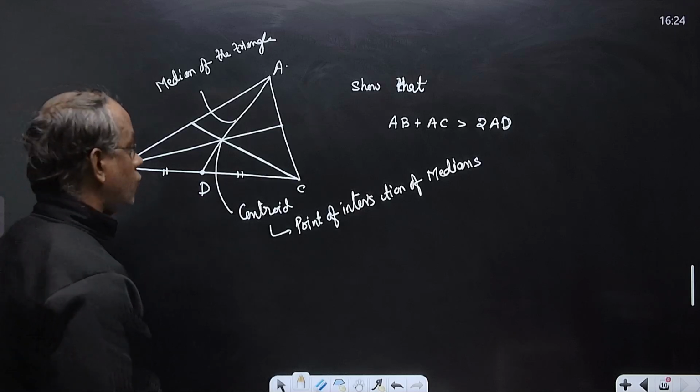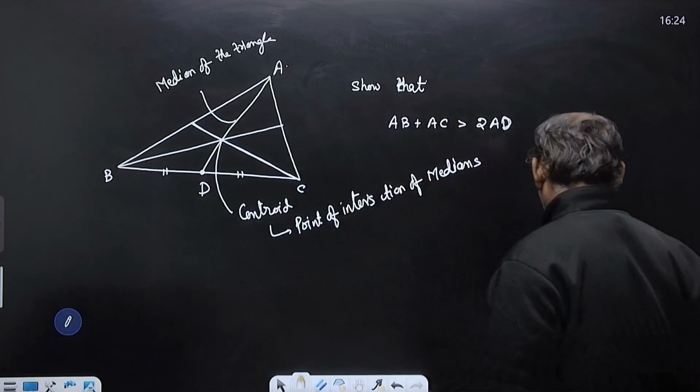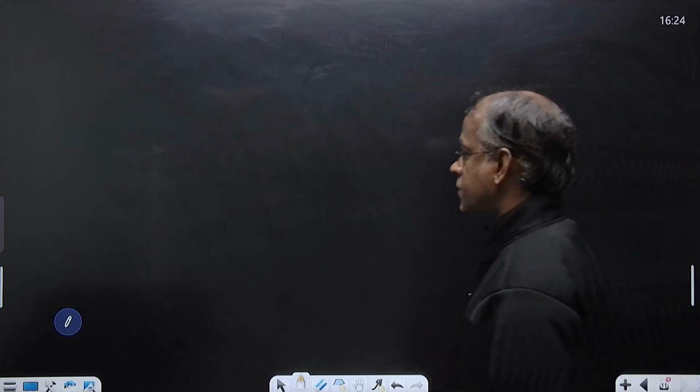So to get to 2AD, what we do is extend this. Let me draw this figure on a new page.